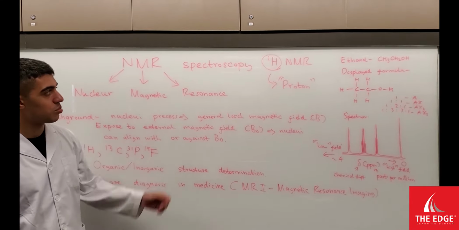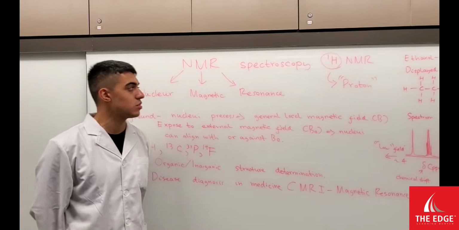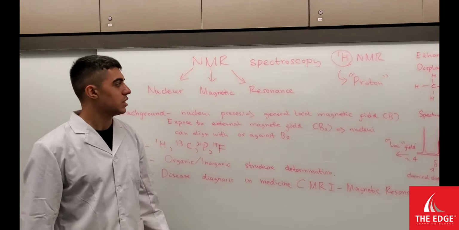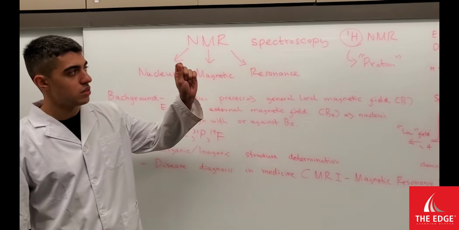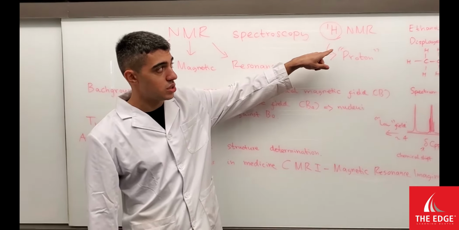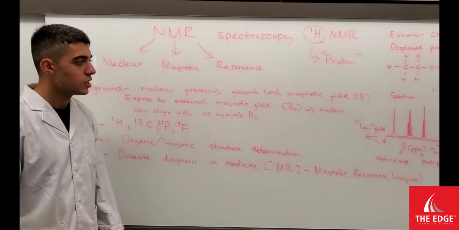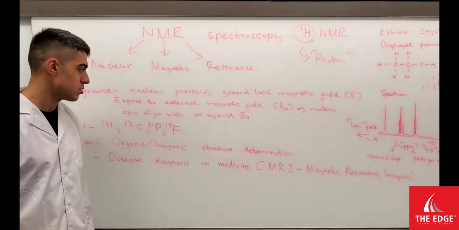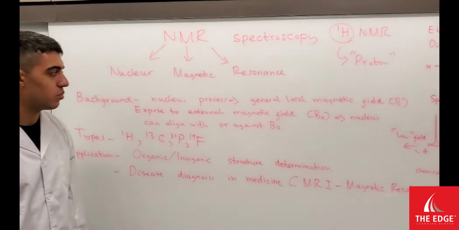I would like to give a brief introduction to a spectroscopic technique used in chemistry known as NMR. NMR stands for nuclear magnetic resonance, and in particular I'd like to look at proton NMR, used for studying the protons in chemical compounds. Okay. So just a brief intro about the background of what NMR is.